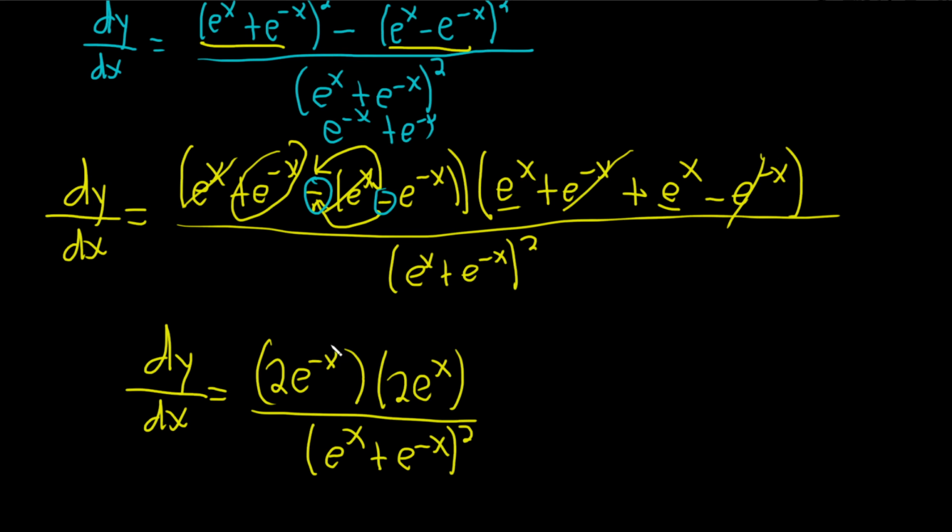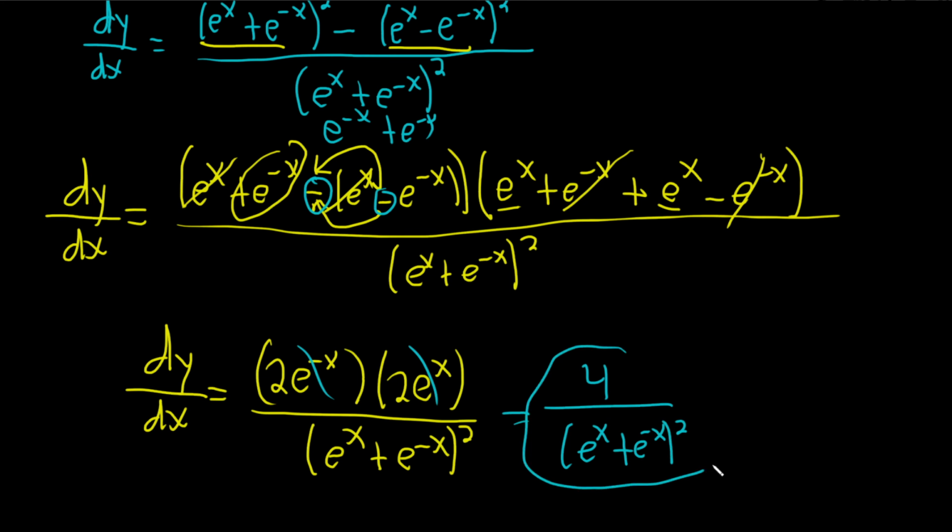Look at this. These cancel. So you just get 4 over e^x plus e^(-x) squared. And that would be dy/dx. That feels very, very correct.